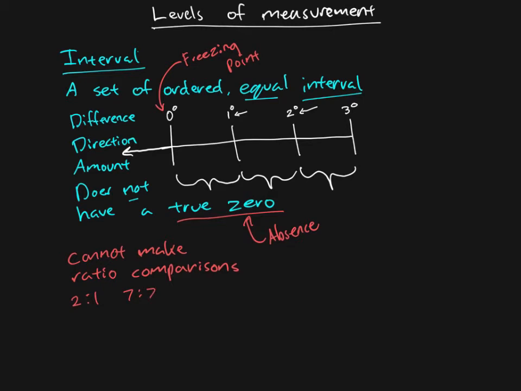Also fractions. Fractions are really ratios, if we have something like 1/2. So when we talk about not being able to make ratio comparisons, here's what we mean. If I were to take 1 degree Celsius and 2 degrees Celsius, and I pull these out over here, what kinds of statements can I make about these?